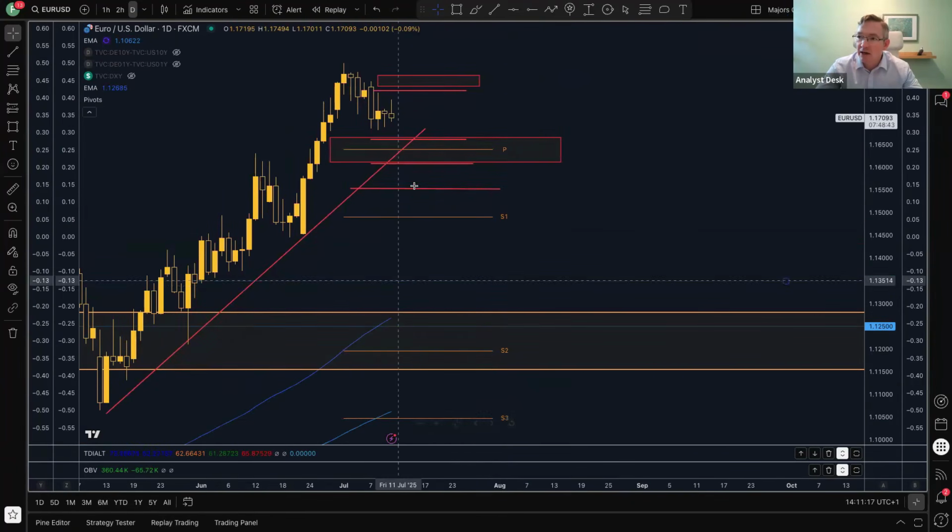That's that euro dollar. And then that's the first standard deviation to the downside, second standard deviation to the downside as well.